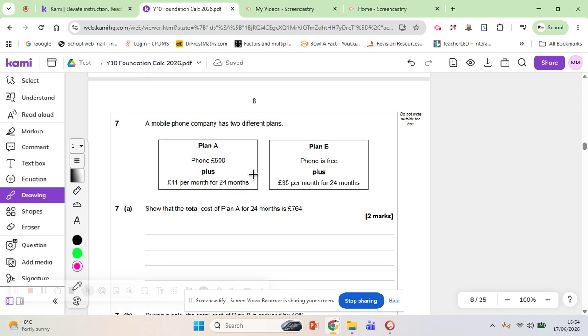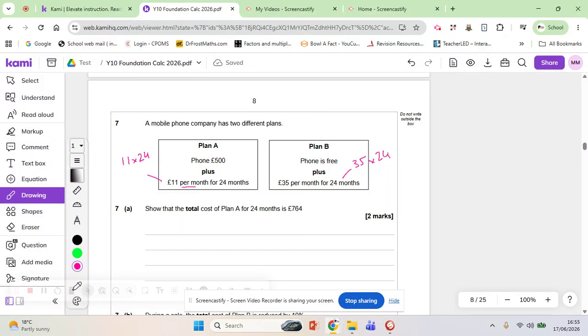A mobile phone company has 2 different plans. Okay, so we've got plan A, the phone is £500 plus £11 per month for 24 months. Plan B is free plus £35 per month for 24 months. Now the important bit here is it's per month. That means that you're paying £11 every month. So in this bit, I'm almost thinking straight away, I probably need to do 11 times 24 to see how much I'm paying in the whole contract, and this one is going to be 35 times 24.